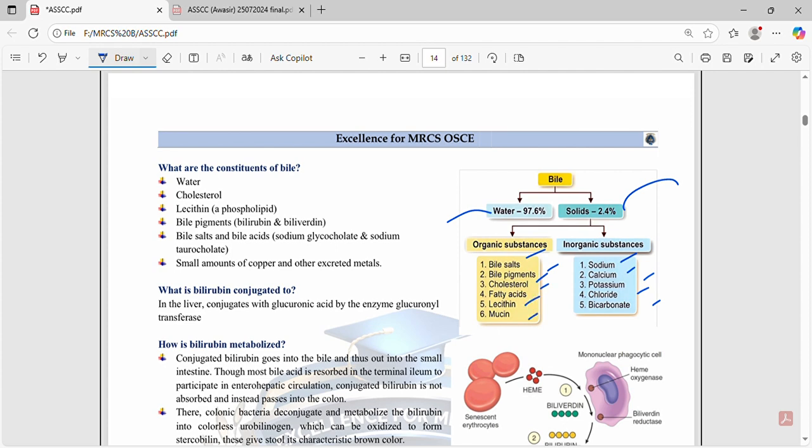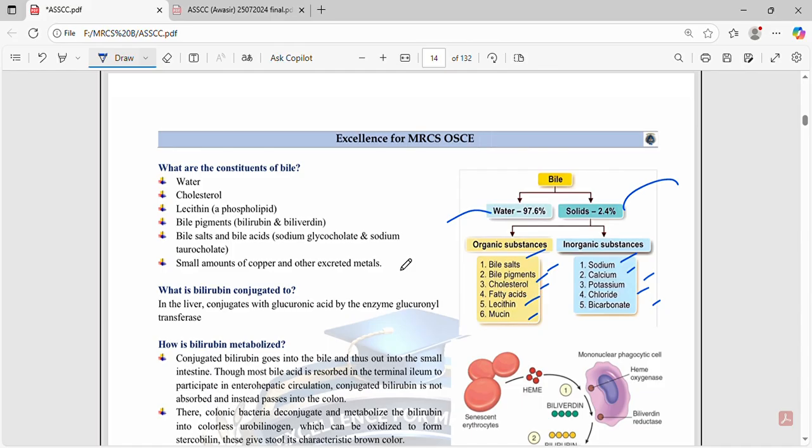What is bilirubin conjugated to? In the liver it conjugates with glucuronic acid by the enzyme glucuronyl transferase. So bilirubin is conjugated to glucuronic acid through the glucuronyl transferase enzyme.